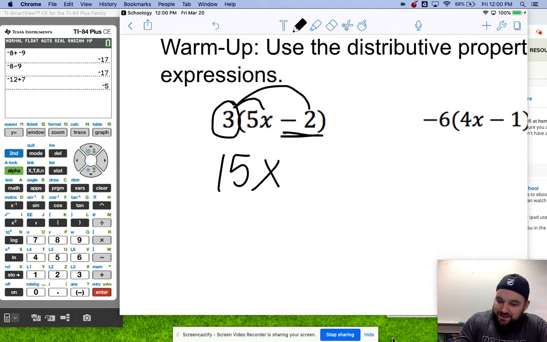I like to think of this as negative 2. Some people think of it as minus 2, but I like to think of it as 3 times negative 2, which is negative 6. 15x minus 6. I cannot combine those terms, so that is done.